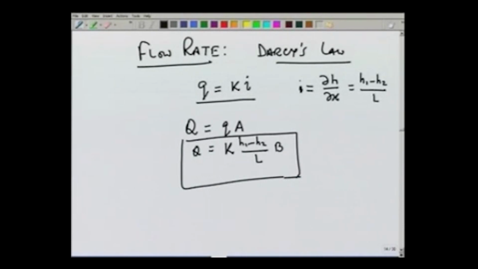So, we have seen today how to obtain the equation of motion for confined aquifer, how to solve it for given boundary conditions, and the same thing we can do for unconfined aquifer. The thing is that unconfined aquifer is a little more complicated because the water level itself determines the thickness of the aquifer. So, the thickness of the aquifer is not constant, but is varying from place to place. So, we need to make some simplifying assumptions in order to derive that equation.